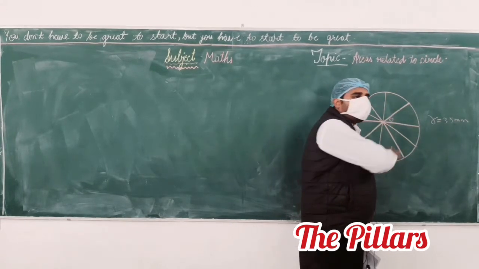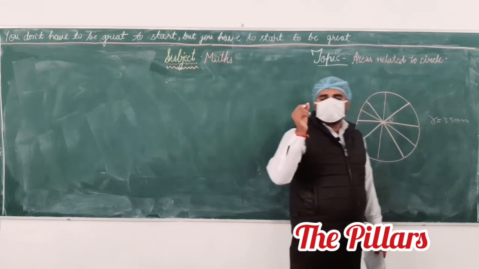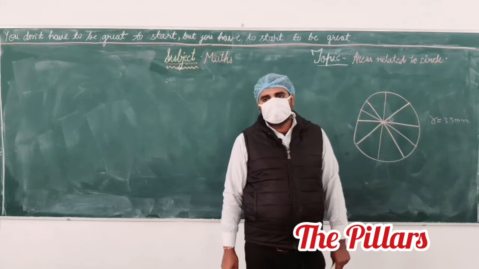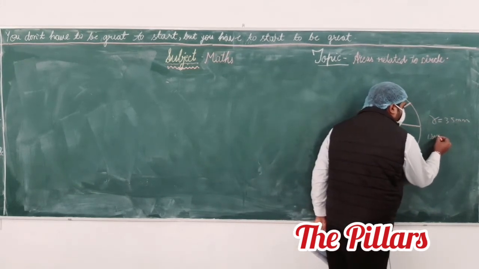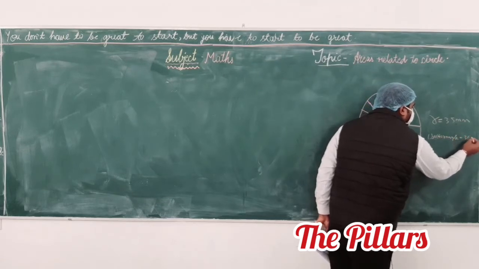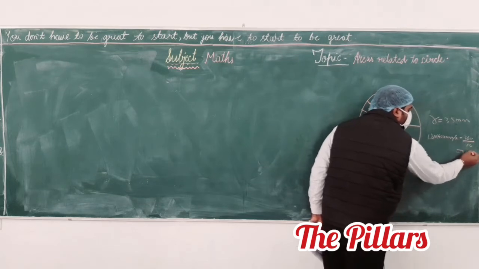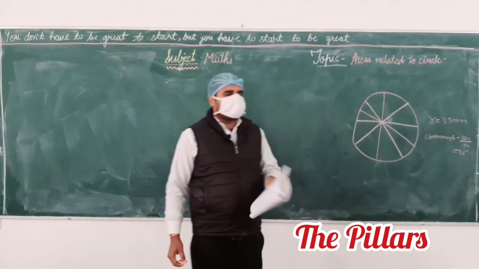You know that the total angle of the circle is 360 degree. It means the angle of one sector is 360 divided by 10, which means 36 degree. You see that the question has asked for the total length of the silver wire required.